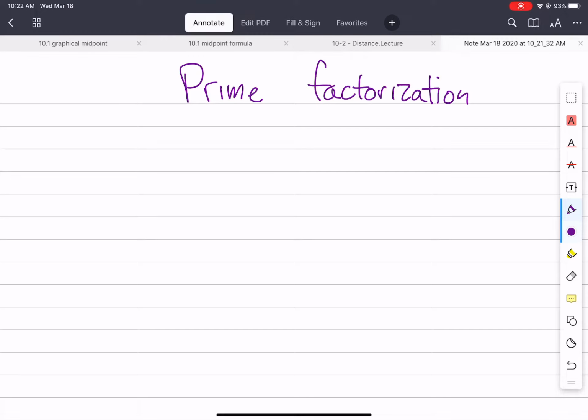All right, prime factorization. We want to take a number and break it down into all of the smallest numbers we can that, when multiplied together, give us that value. So if I had 6, it factors to 2 times 3. 8, if I factor out a 2, I'm left with a 4, and 4 factors to 2 times 2.